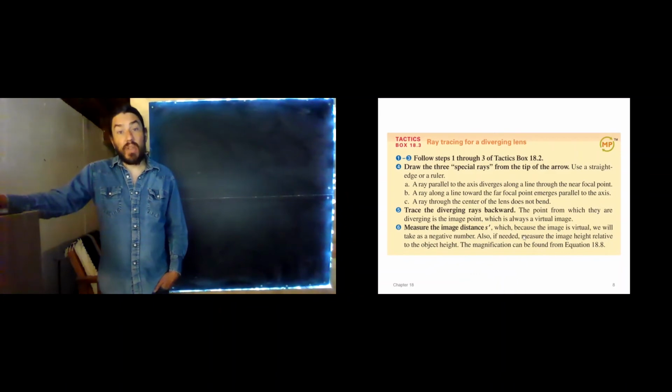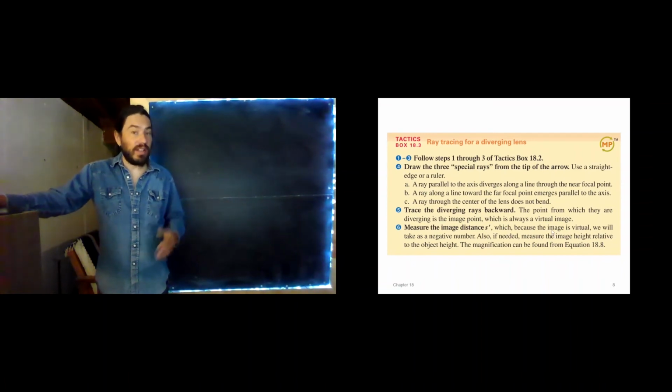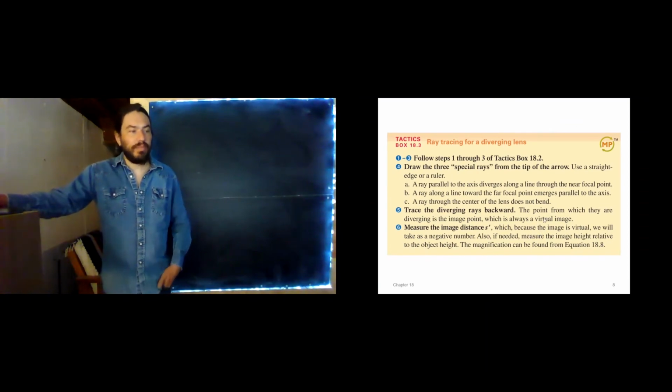A set of steps for a diverging lens looks like this. Steps 1 through 3 are exactly the same. Now we're going to draw our special rays. One ray hits the lens traveling parallel to the axis. One ray heads towards the far focal point and emerges parallel to the axis, and one ray goes through the center. And again, we're going to have to trace the rays backwards. Here we are going to deal with virtual images, right? So diverging lenses always produce virtual images. So in this case, we're always going to have to dash our lines back to see where they appear to converge, because they won't actually converge at any point.